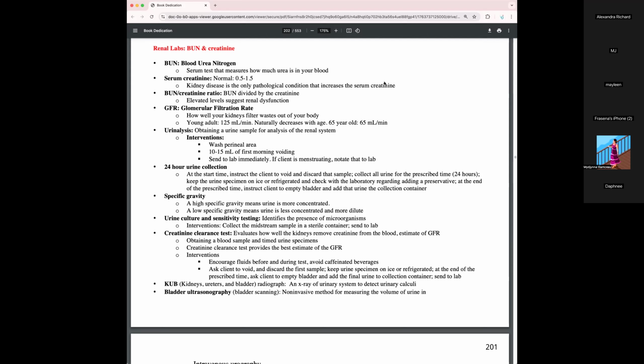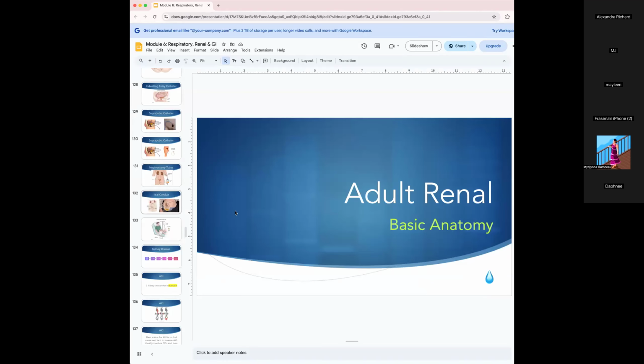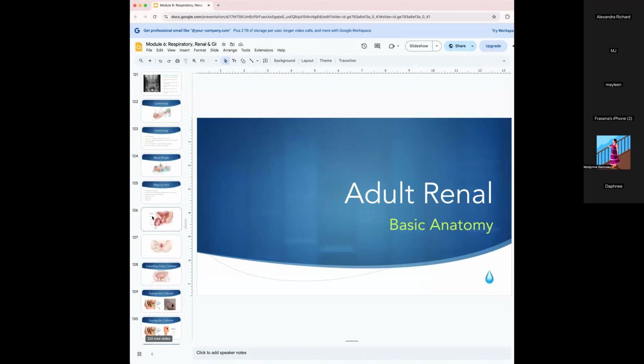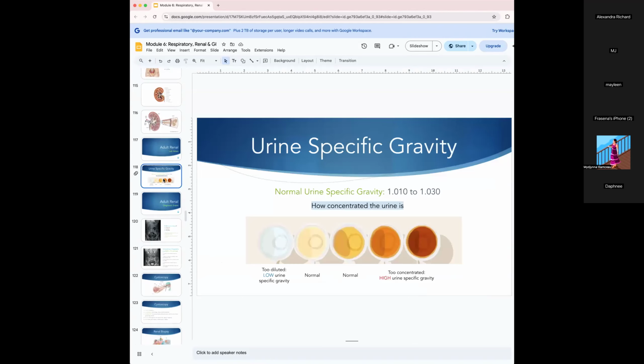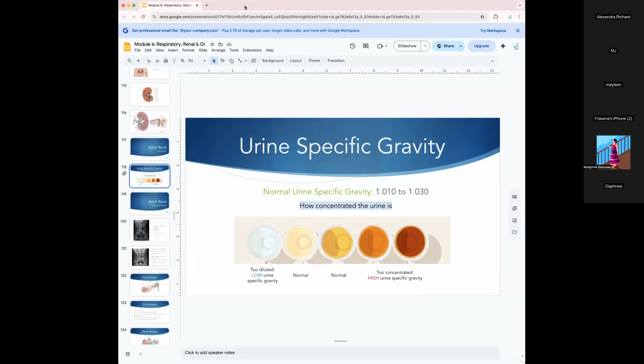24-hour urine collection, you can study that for homework, but please do study that. Specific gravity is how concentrated the urine is, okay? So let me show you a picture. Okay, so urine specific gravity tells you how concentrated the urine is.